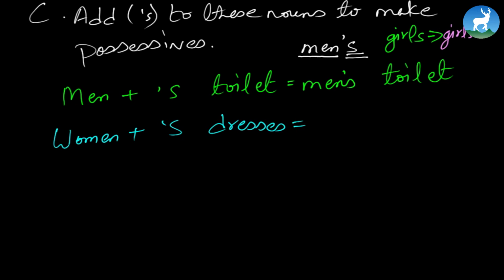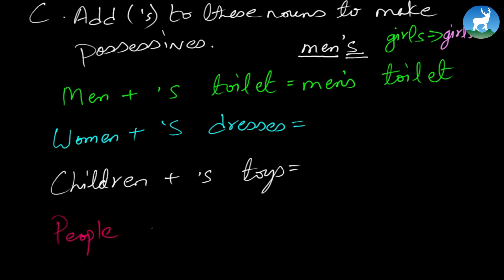And now again, we have children. Children is always plural, okay? We add apostrophe S, toys, and get to know the answer. People, again, people is plural. Behavior. So what do you want to add? Again, you can entirely do it yourself. Very simple exercises, right? So let's move further.